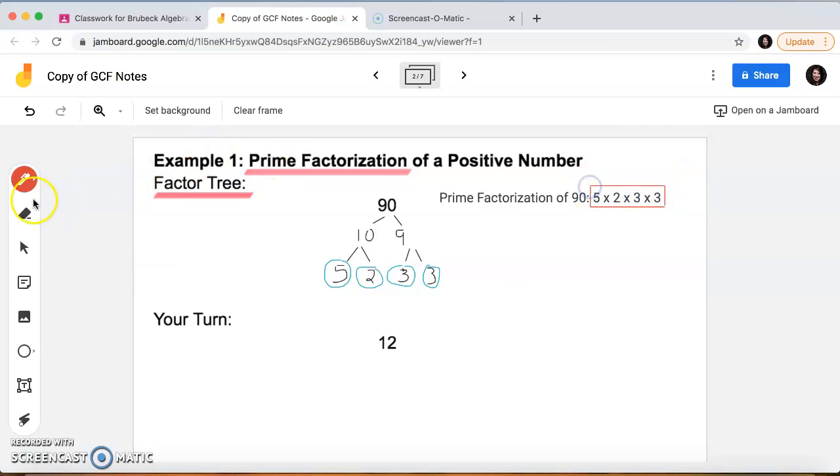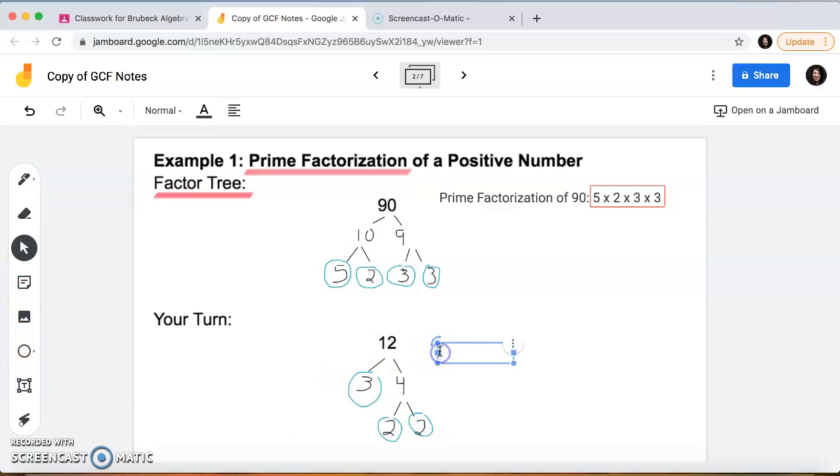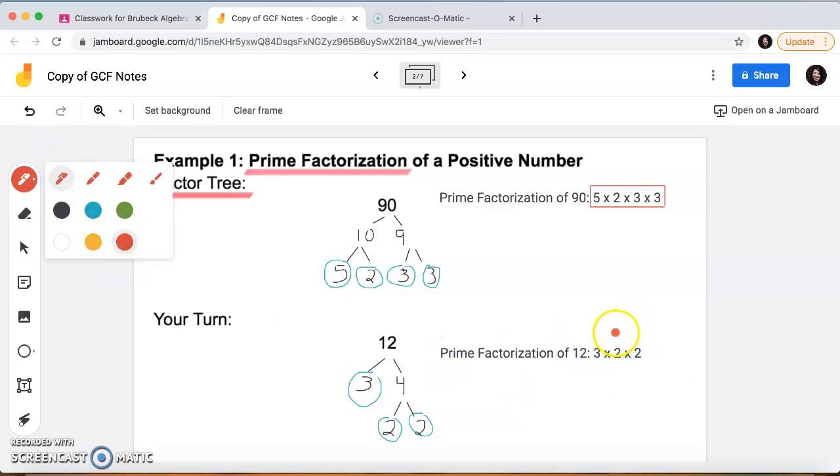I'm going to do the same thing for 12. I'm going to think what numbers multiply to get us 12. I'm going to use 3 and 4. You can also use 6 and 2. 3 is prime, but I can break down the 4 to 2 times 2. So then you want to circle the ends of your factor tree. 3, 2, and 2 are my prime numbers. So the prime factorization of 12 is going to be 3 times 2 times 2. And that's how you find the prime factorization of a positive number.